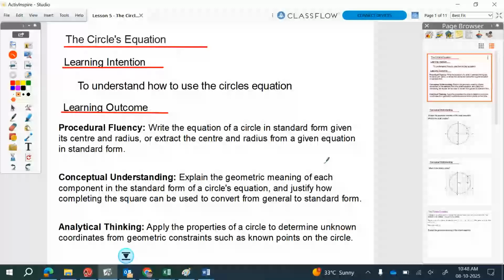Yeah. So today we're going to be looking at the circle's equation. We want to make sure that we understand how to create an equation in standard form for a circle, to use this to find what the radius is. Conceptually, it's important that we can understand the geometrical meaning of the circle's equation, where it comes from. We'll start with that, and then we'll apply a couple of problem-solving type questions.